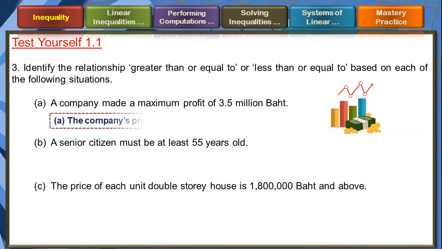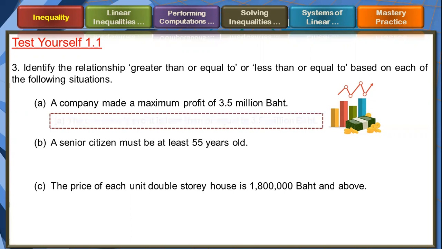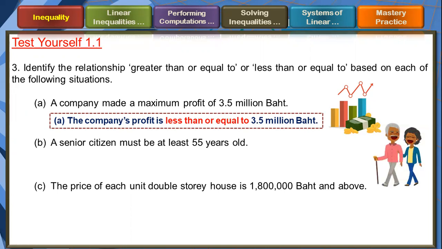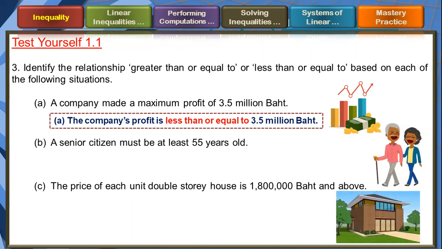For A, we can make this statement: the company's profit is less than or equal to 3.5 million baht. Because the word maximum here is the highest amount that they can get. So the profit is less than or equal to 3.5 million baht. For B, I'm going to leave that one for you to answer. Likewise with letter C.